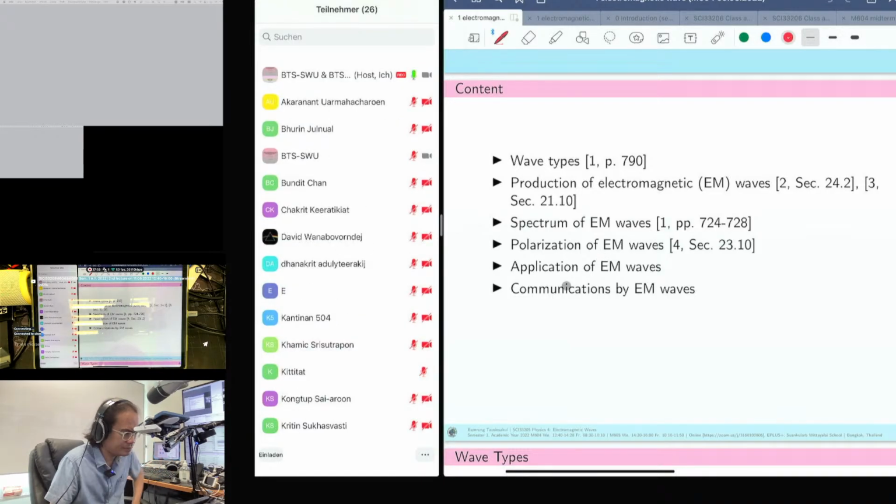The next one is the application. These two topics will be combined together. We will see the application of the electromagnetic waves, how important it is to learn this chapter, and how humans use the EM wave in wireless communication. That's the whole picture for this chapter.